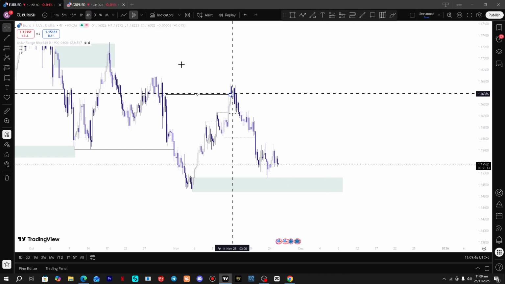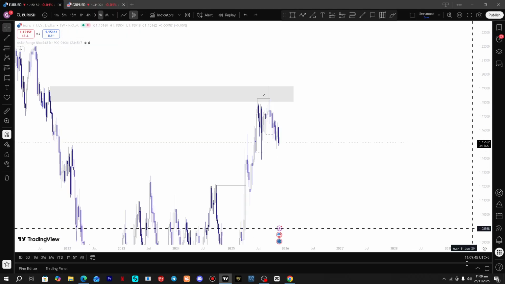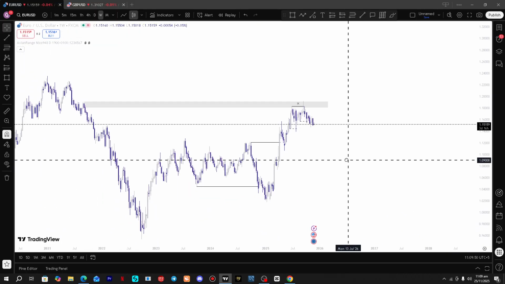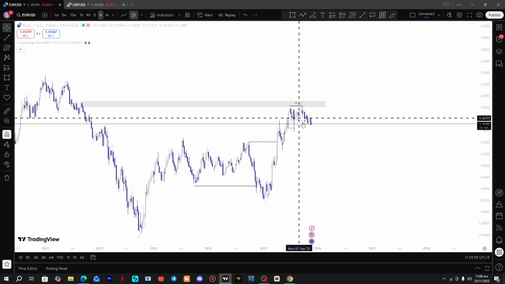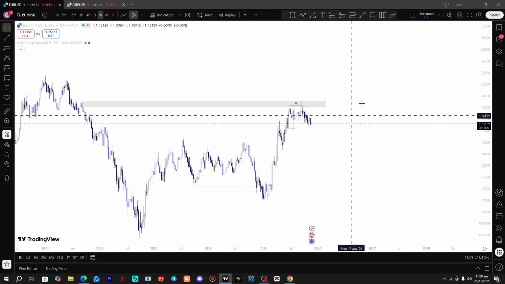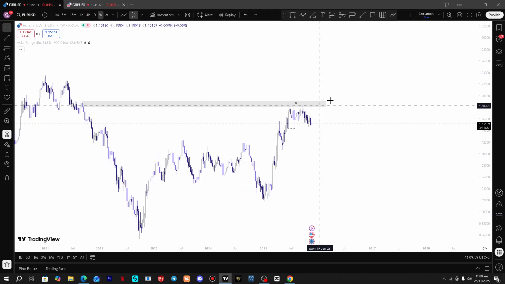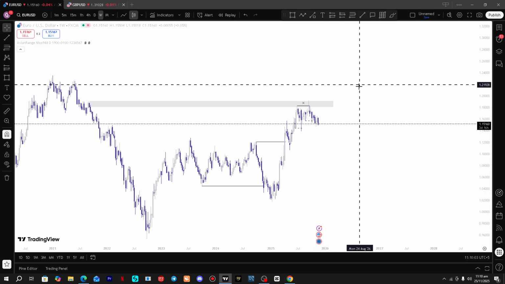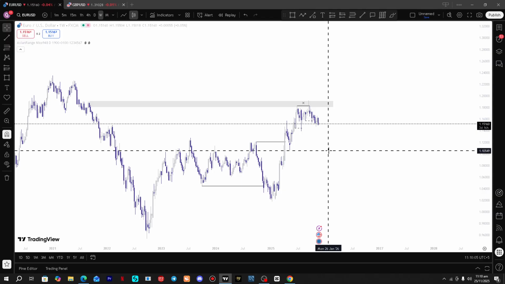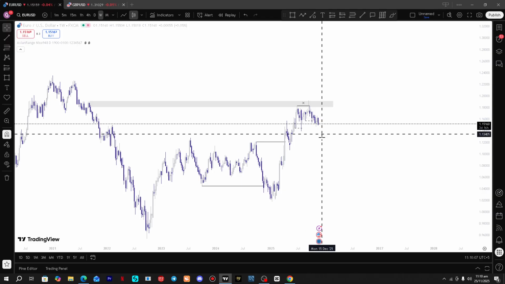First of all, looking at Euro USD, looking at weekly time frame, we can clearly see that trend is bullish. Price has mitigated this supply zone and done change of character to downside after sweeping this high liquidity. So it indicates that we may see price continue its trend to downside.